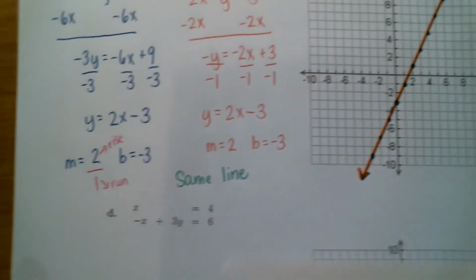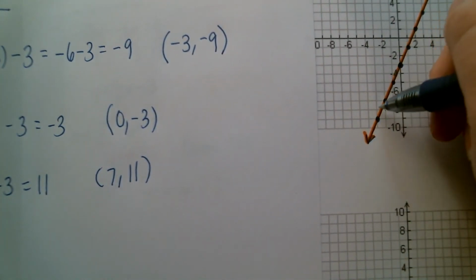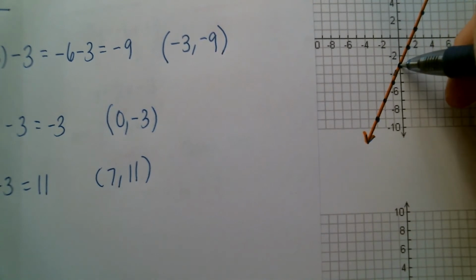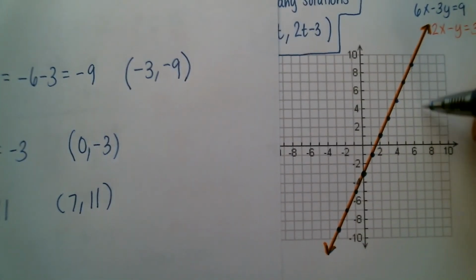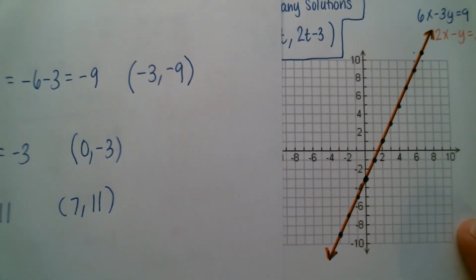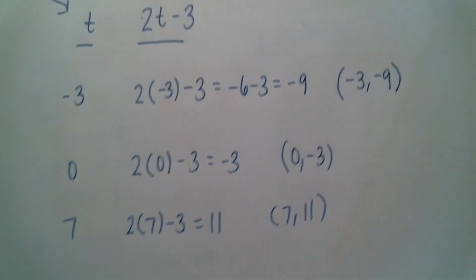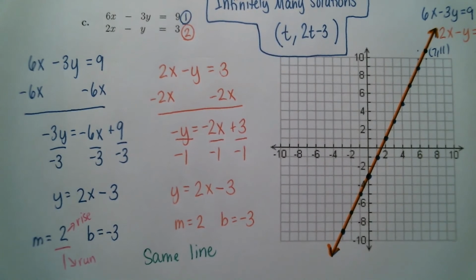So if you go back to your picture, these points are on the line. Here's (-3, -9). There it is. (0, -3), there it is right here. And I'm a little off the grid, but here's where x equals 7. You were supposed to go up 2 over 1, so this point would have a y coordinate of 11. So this would be (7, 11) up here. This whole idea of parameterizing is a compact way of generating all the points on the line, okay?